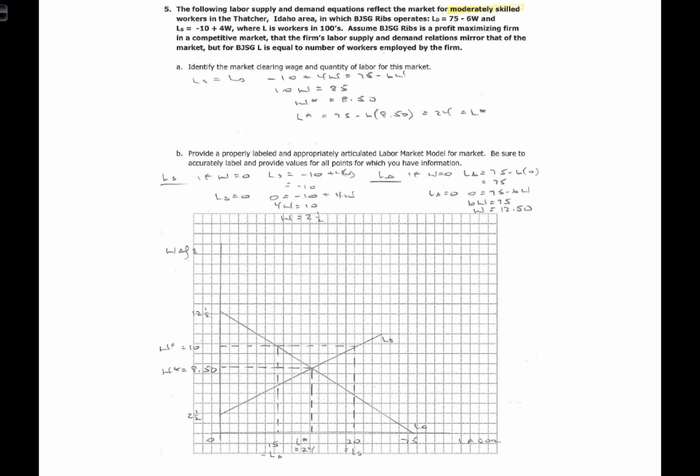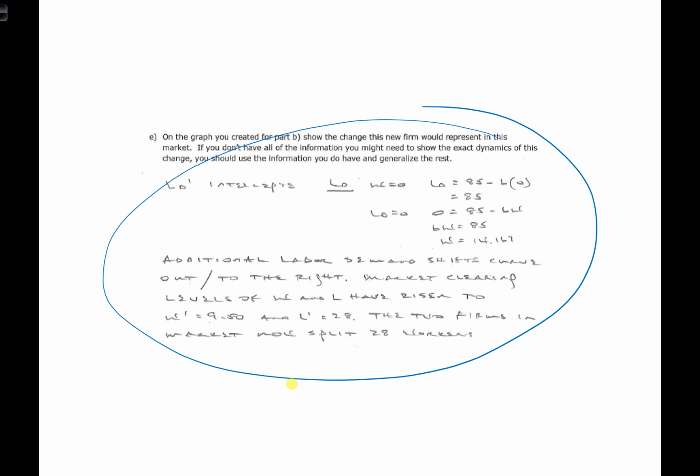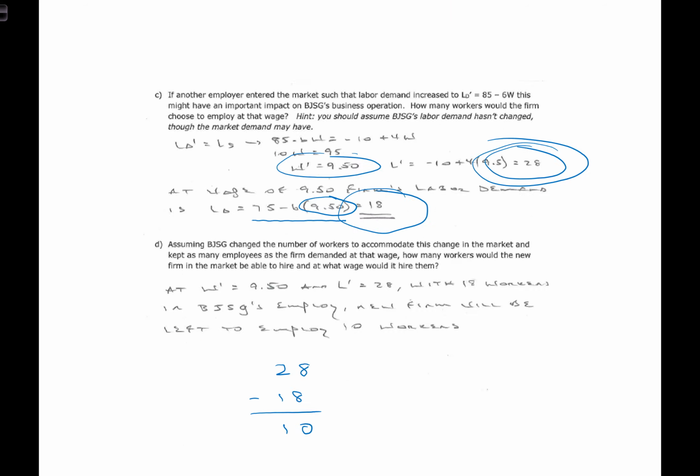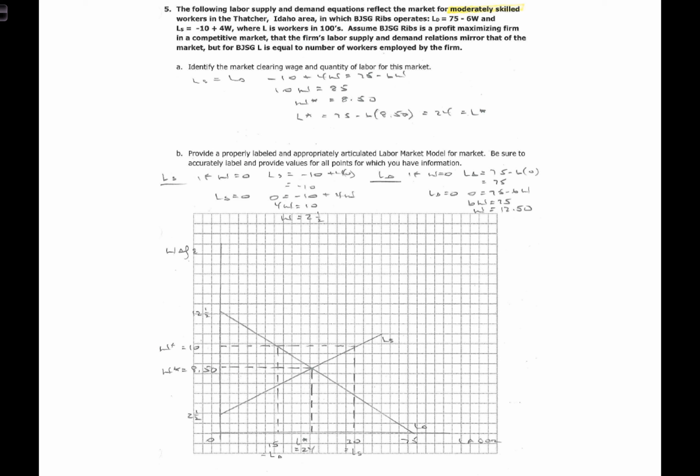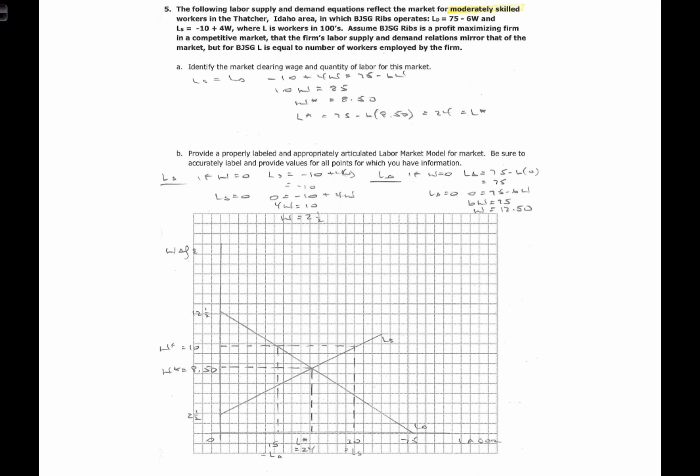So now question number 5. Question number 5 is a little bit different. We once again have the same firm, moderately skilled workers. 75 minus 6W is labor demand. Negative 10 plus 4W is labor supply. So items A and B here are virtually identical to items A and B here because they're using the same relationships. As you can see by the same scenario playing itself out. I've got the same labor demand curve. I've got the same labor supply curves. I've got the same values as I had here. Everything's virtually identical because I'm using the same equations for items A and B.